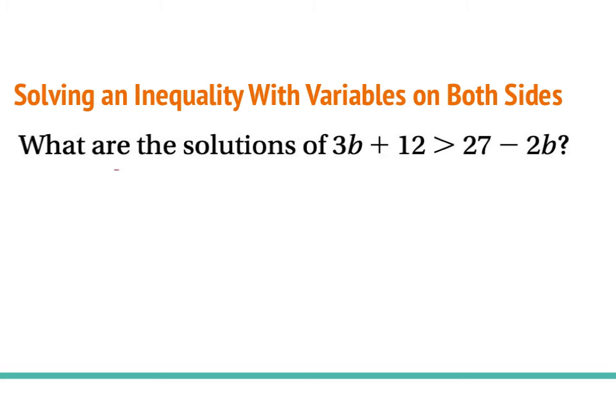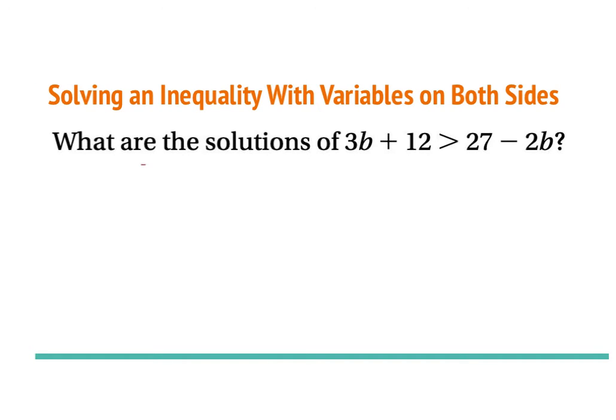Okay, what are the solutions of 3b plus 12 is greater than 27 minus 2b? Recognize it, guys. We've got a b on this side. We've got a b on this side. So remember, I like to put all of my variables on the left side. So in this case, I want to get rid of that 2b, so I'm going to add 2b to both sides. Once I do that, I'm going to get 5b on the left plus 12 is greater than 27. This cancels.